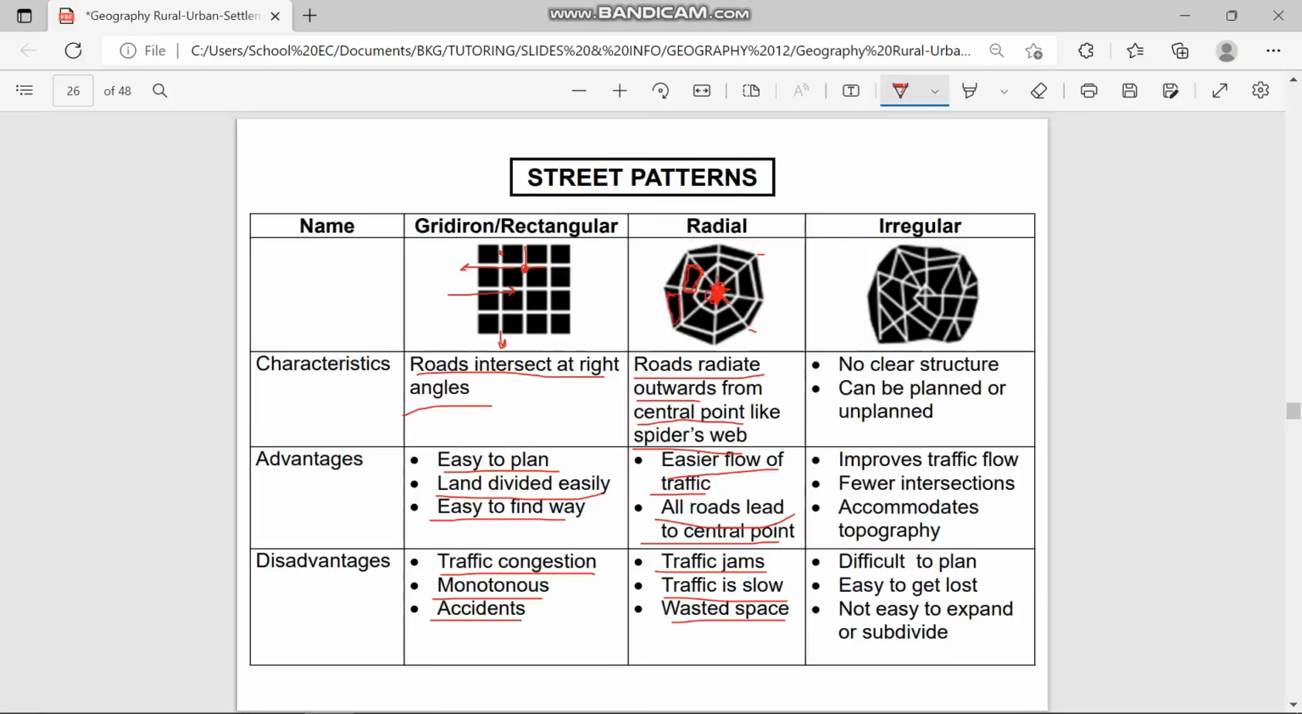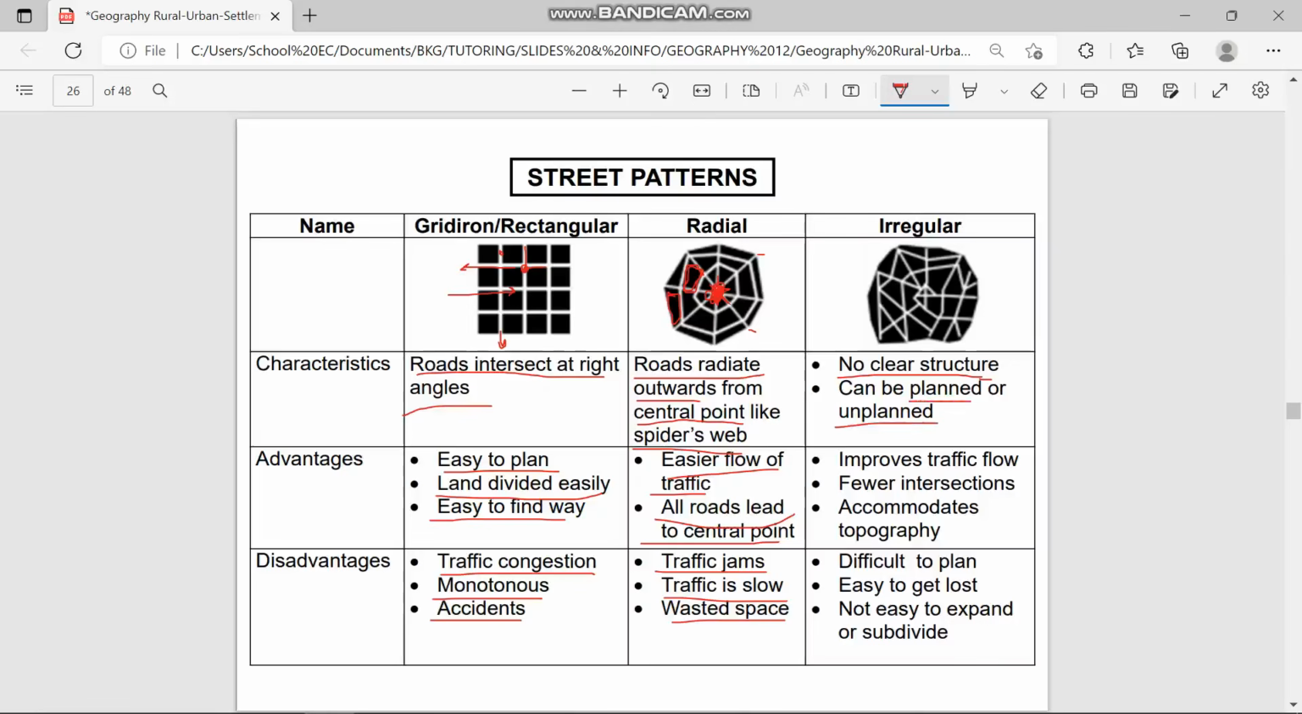Okay, let's move to the irregular street pattern. Irregular street patterns have no clear structure. This is its characteristic. It's just there and there. It's unplanned, as you can see. It can be planned or unplanned, but mostly it's unplanned.